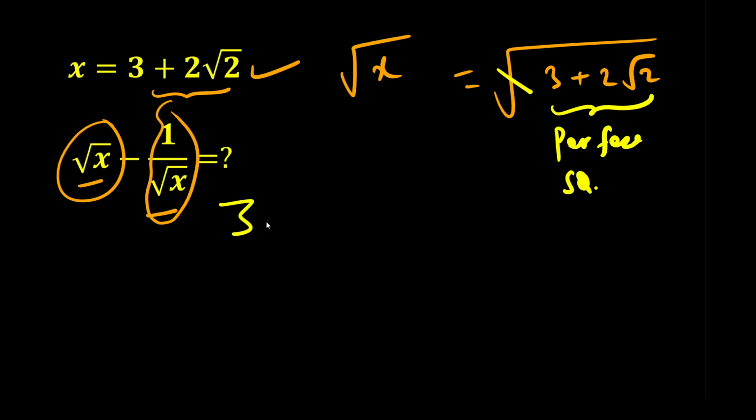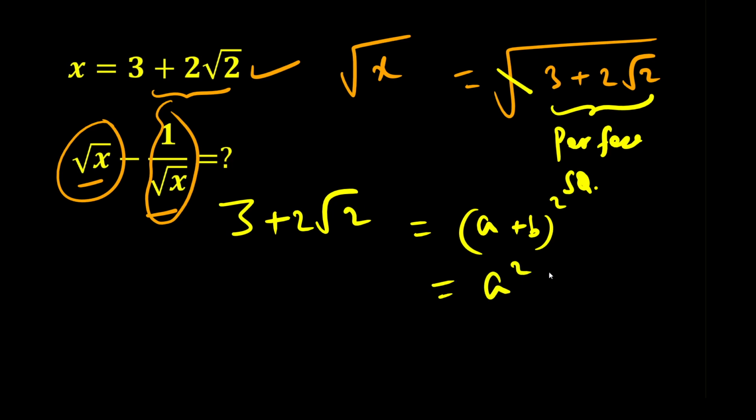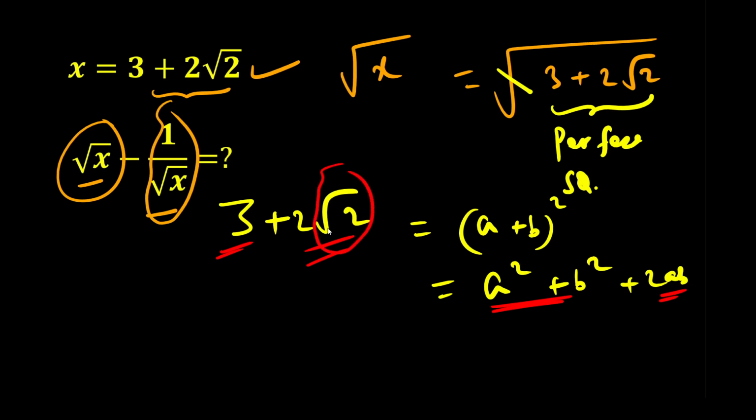So 3 plus 2 root 2, I want to make a perfect square. So how can I do that? Let's say this is equated with a plus b whole square, and from here I get a square plus b square plus 2ab. Now I can map these two, right? So a square plus b square is 3 and 2ab is 2 root 2. So ab is nothing but root 2.